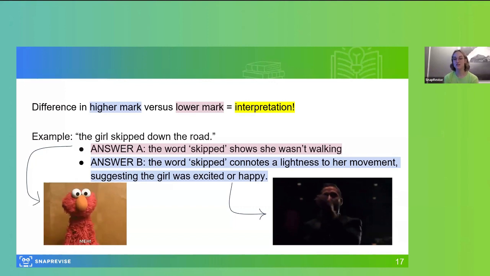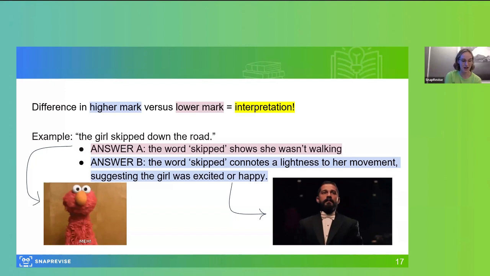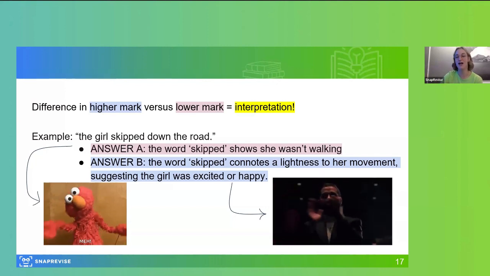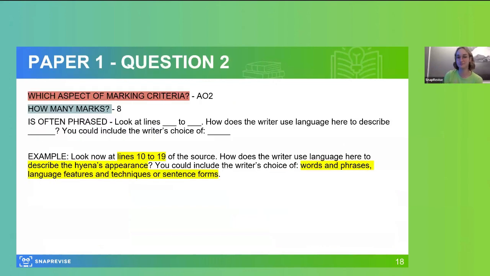And then answer B: the word skipped connotes a lightness to her movement, suggesting the girl was happy. Again, as long as you talk about what that tells you as the reader, that will always get you a higher mark for your interpretation. And it shows you that you're thinking critically about the text.